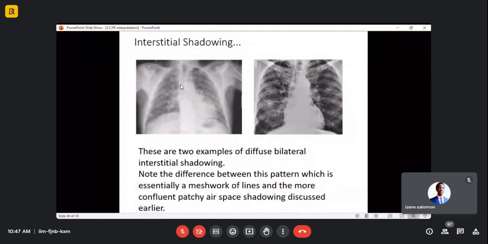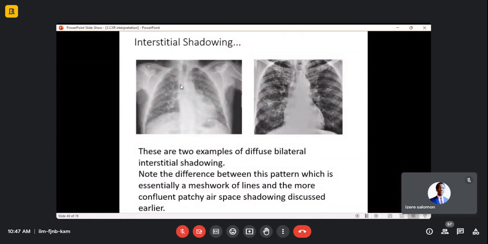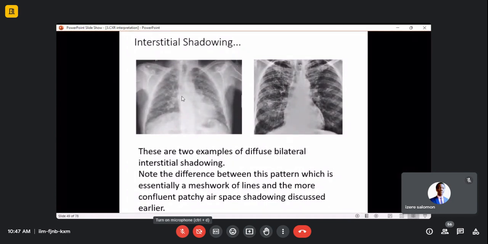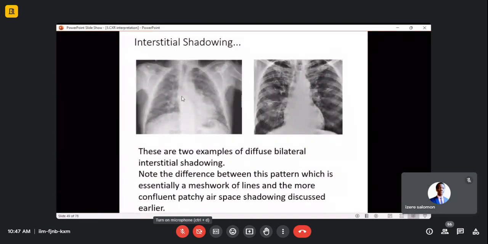But now we go on and say which type of opacities I can see. Reticulonodular. Can you see some nodules within it? I don't see nodules within these opacities. I want you to open your eyes and try to learn how to recognize them. Apparently, I don't see the nodules. Actually, there are. I see the reticular. It's like a mesh. Reticular means like a net.